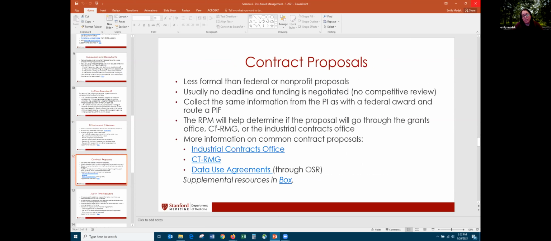But you would collect the same information from the PI as with the federal award, and you would route the PIF. And then the RPM is going to help you determine, once you get that info over to them, whether it's going to go to the Industrial Contracts Office, whether it's going to go to Clinical Trials, RMG, or maybe it's just a data use agreement and there isn't that much going on with it. So a lot of different options here.